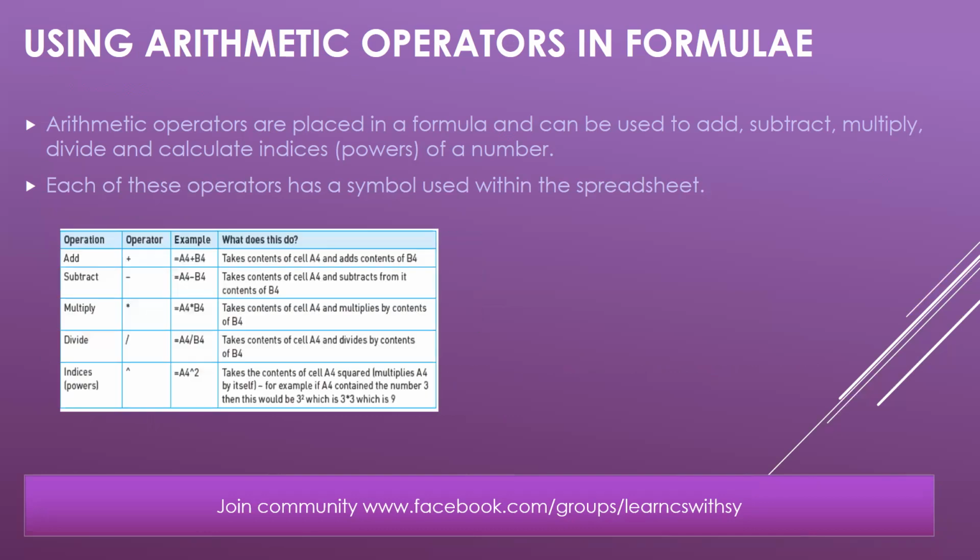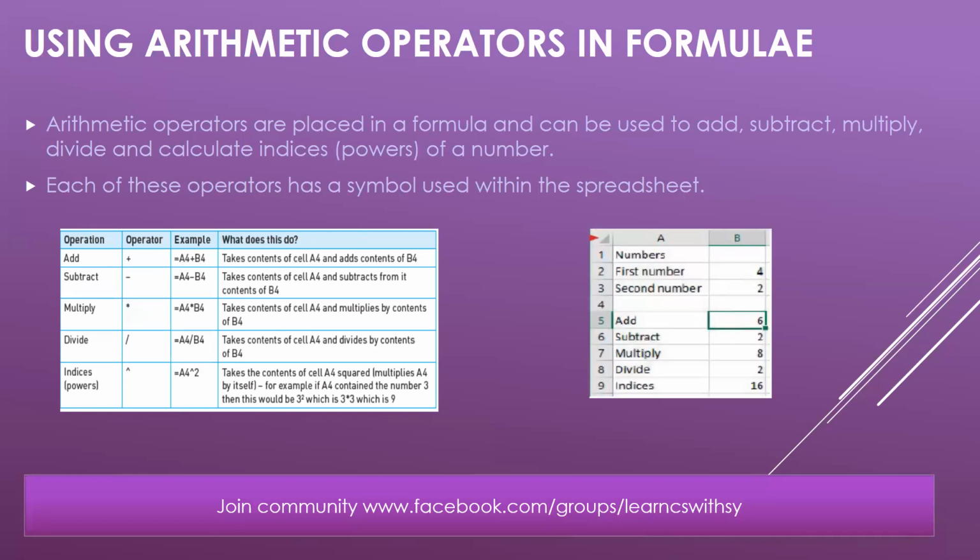Now, definitely they have a symbol. And what are these symbols? You can use plus, the same as we have it in a calculator or in math. Minus for subtraction. For multiplication, we use asterisk. For division, we use slash. And for powers, we use the caret symbol. And you can see this is how you can work on the operators plus, minus, multiply, divide, or indices.